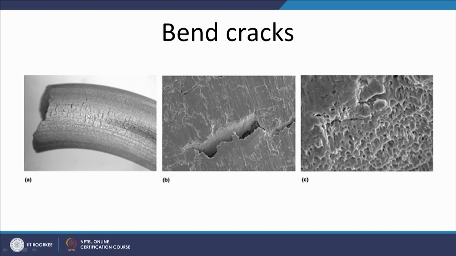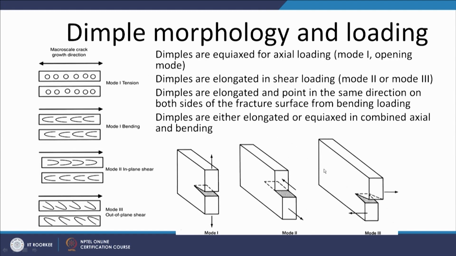And when we try to have a closer look at those cracks which are being formed under the bending conditions, we will see that the cracks are elongated in one particular direction. So, this is also another example where the dimples will be formed on the fracture surface, which will be elongated as per the direction of the loading. This diagram schematically shows how the dimples are formed and how they get oriented for the different modes of the loading.